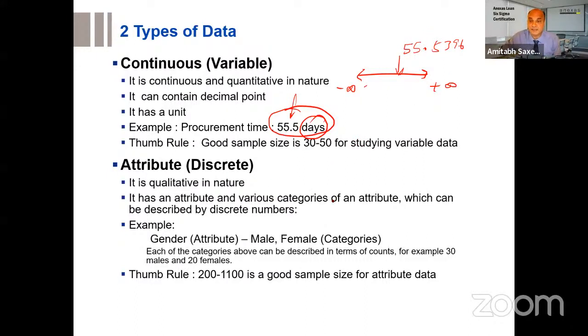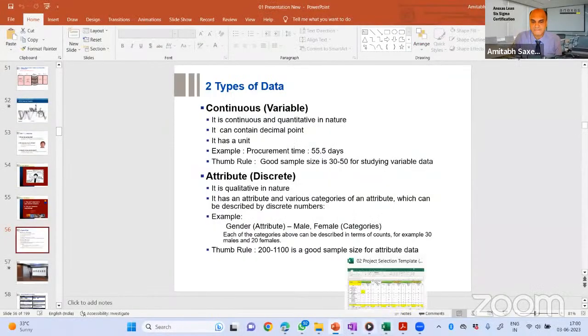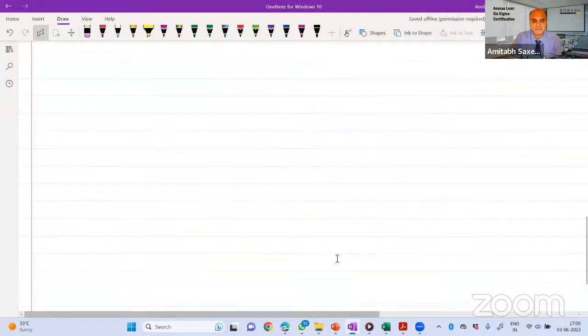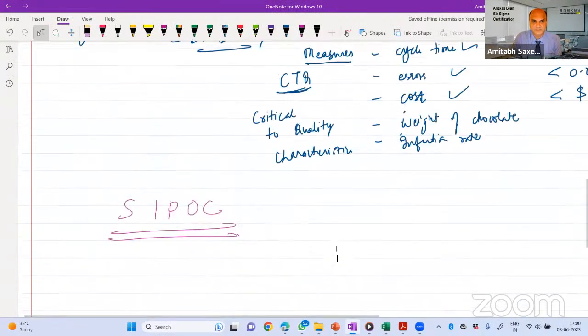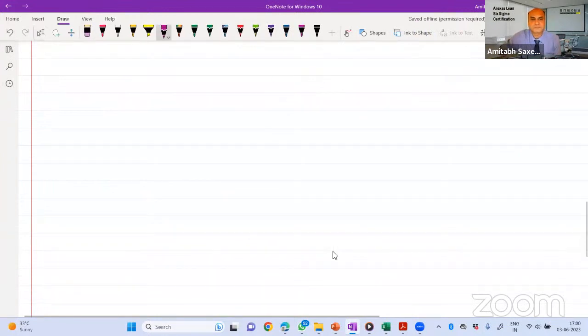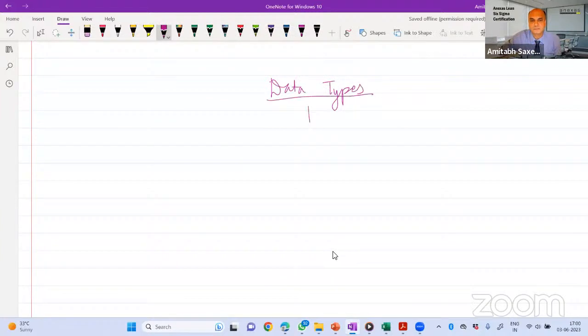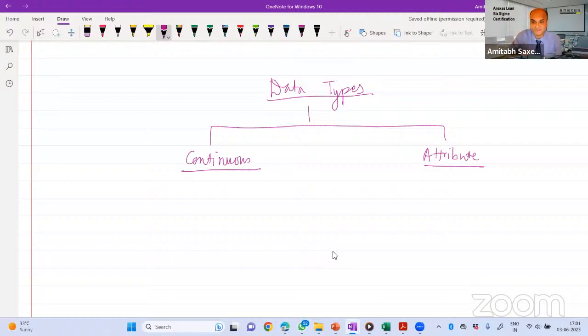And what is attribute data? Attribute data is categorical in nature. Male, female, good, bad. There are two types of data: continuous data and attribute data. So I'll tell you the trick to measure anything in your company. Now, what is the trick?